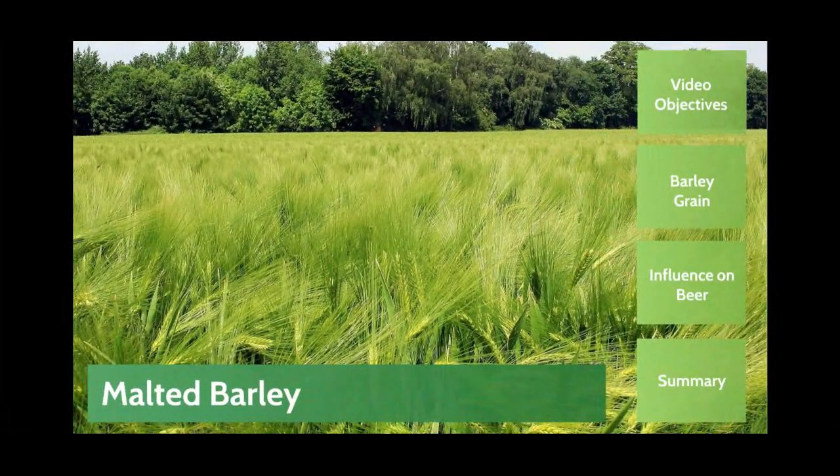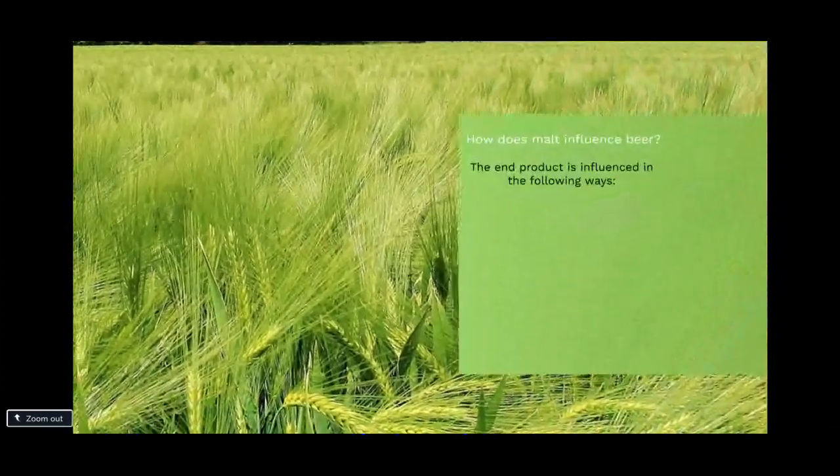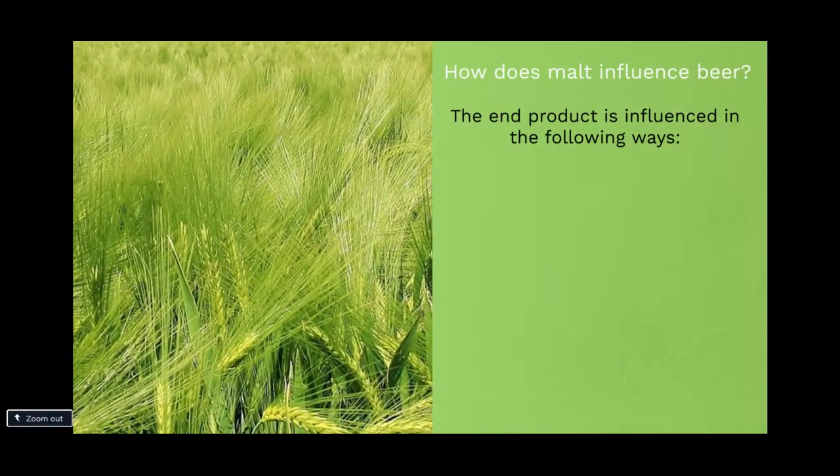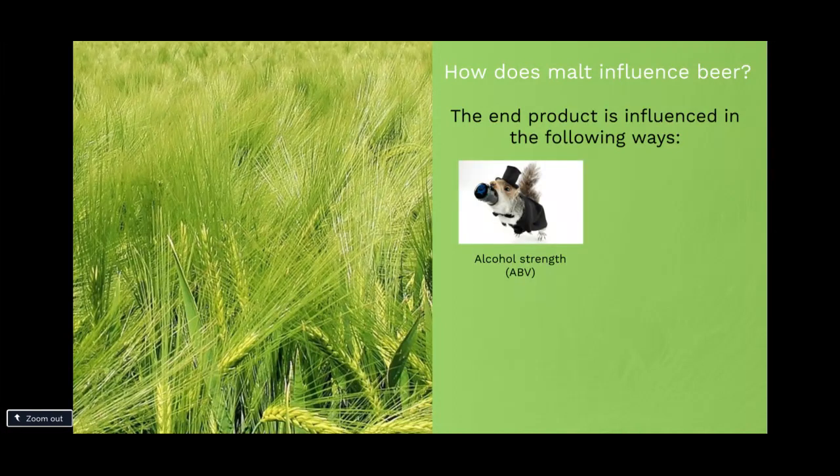Now, what we want to understand at this point is the influence of the grain on the beer. The end product is influenced in the following ways. Firstly is the alcohol strength, which is what we class as ABV, alcohol by volume. I'm going to talk you through the image in a minute. Secondly, it's the texture and the mouthfeel, which we'll talk about shortly and what that means.